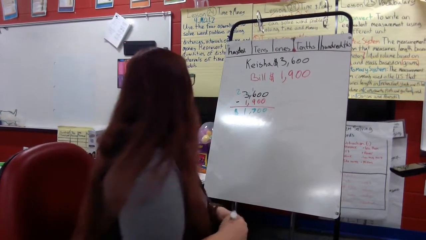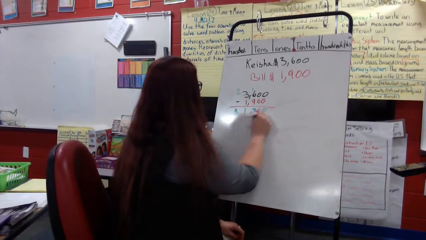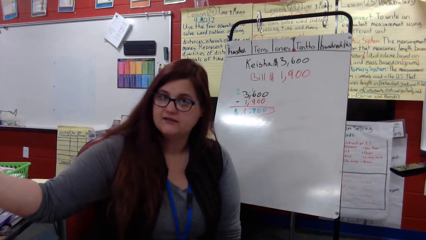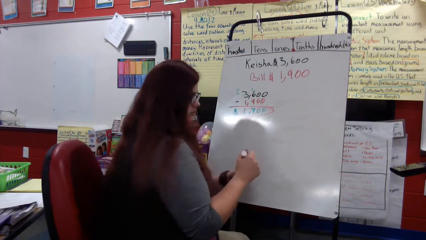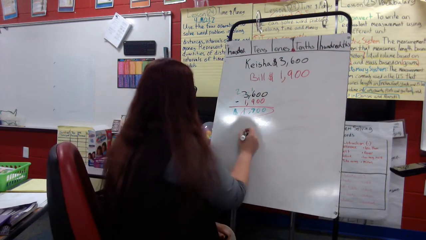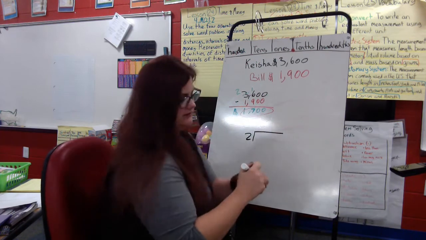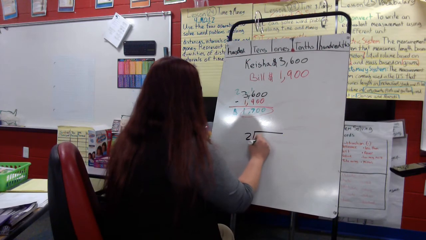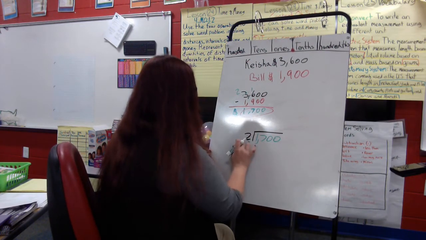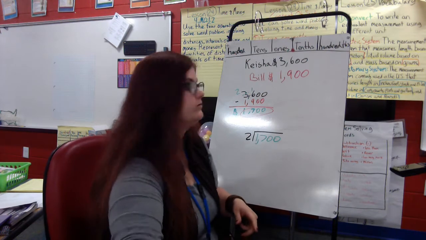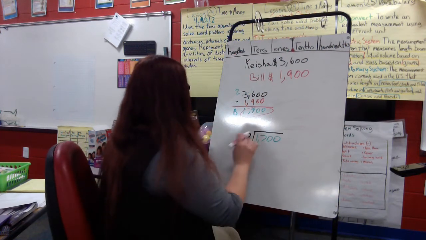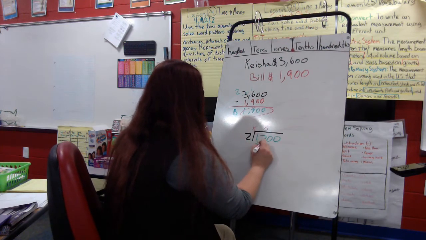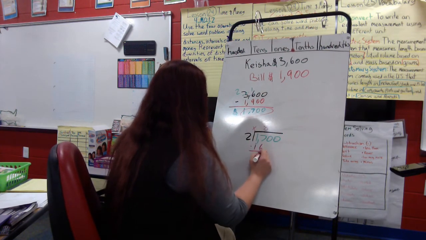So my savings is I put half of this into my savings. Remember, when we're trying to find a half of a number, we divide by 2. So I'm going to do 1,700 divided by 2. 2 doesn't go into 1, so 2 goes into 17 8 times. 8 times 2 is 16. We subtract. 7 minus 6 is 1.